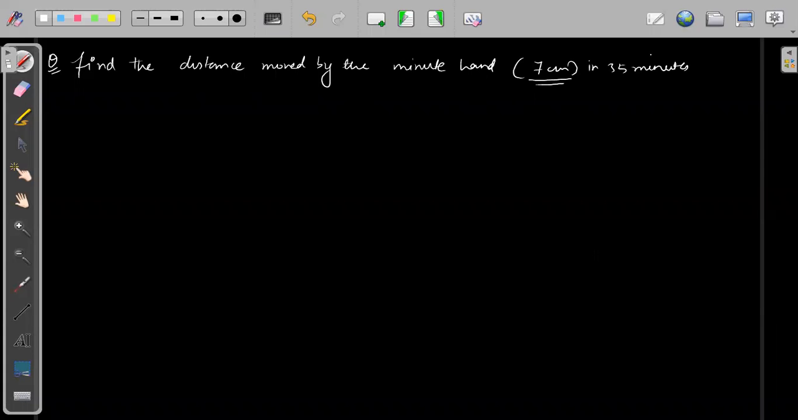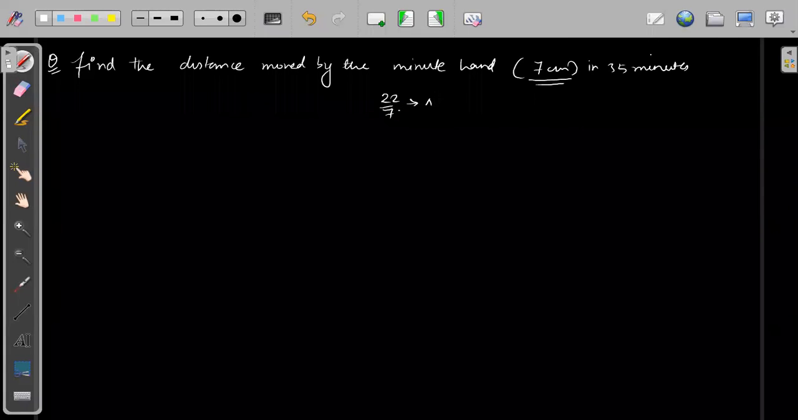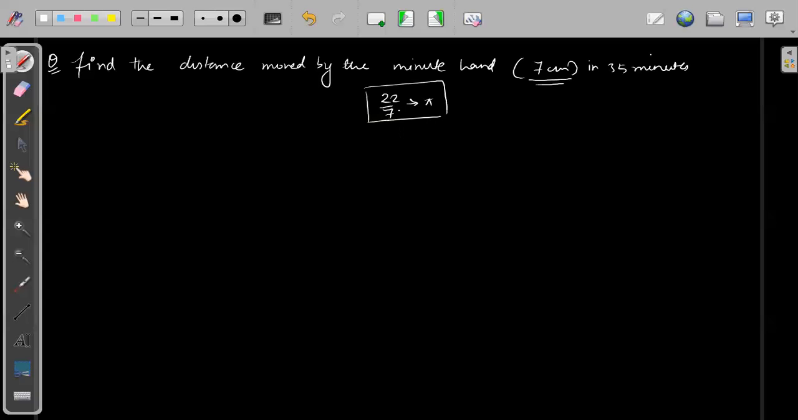154 centimeter. Okay. You can use pi as 22 by 7. I think you will get the correct answer, I mean an integral answer. 154 centimeter. Okay, fine. 154 by 6.